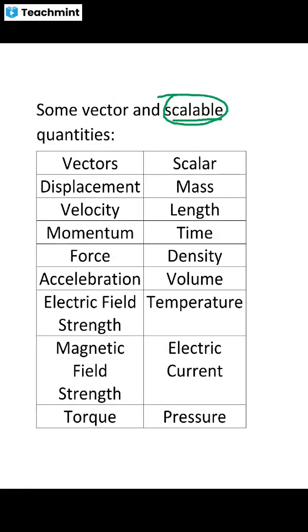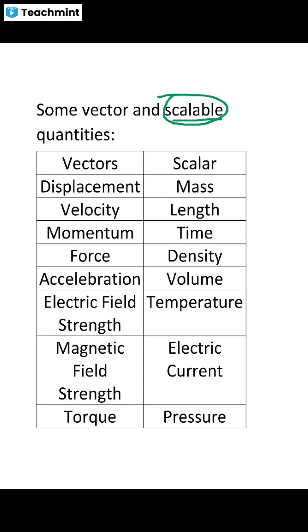So the best way for you to identify scalar and vector quantities is by ensuring that whenever you come across new quantities in physics, make sure you know whether the quantities are vector or scalar. Let's assume now you are doing work, energy, and power. You have to know whether work is a vector or a scalar. Work is a scalar quantity. Energy is a scalar quantity. Mass is a scalar quantity. But force is a vector quantity. That's how you learn it.